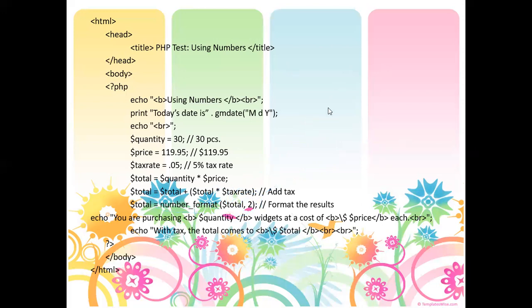Next is, I now have an echo statement. So you are purchasing 1 PP. So it's just bold-faced here. Widgets at a cost of, then I have dollar price. And then with tax, the total comes to total. So I am just getting now or showing them now the total.